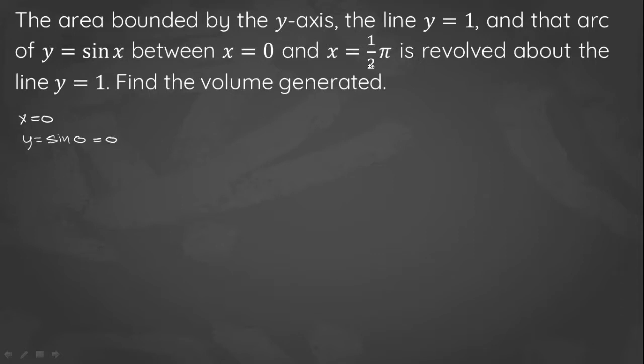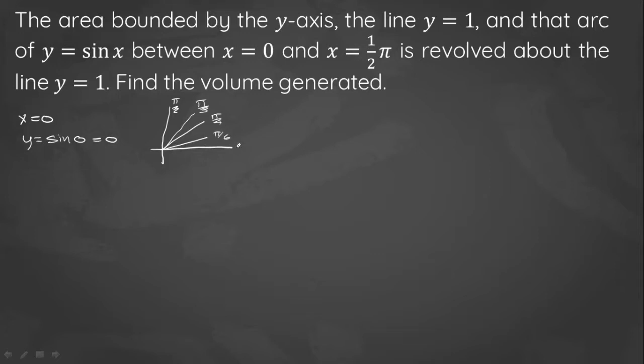Now, it is bounded by x is equal to 1 half pi. So it is given in terms of pi, so we must set our calculator in radians. So 1 half pi is equal to 90 degrees. Here we have pi halves. 60 degrees here is pi thirds, and the 45 degree is pi over 4, and the 30 degrees is pi over 6.